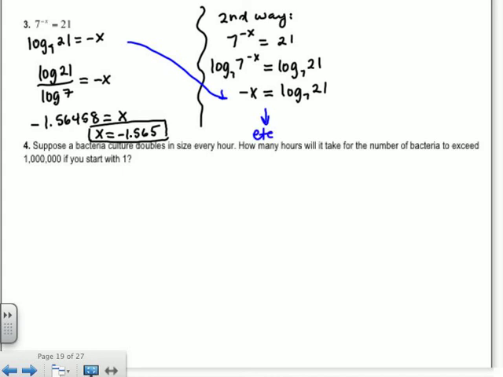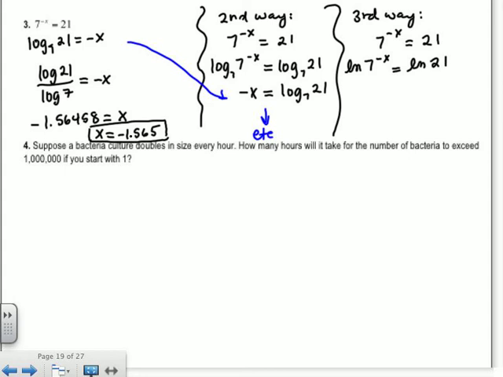Third way. Don't you like all these different ways? It can be good and bad to have all these different ways. All right, so if I have 7 to the negative x equals 21, like I said, you can use any logarithm that you want. So we haven't talked much about natural log, but let's say I took natural log. So I do ln on both sides. Don't say line, that drives me crazy. Natural log.